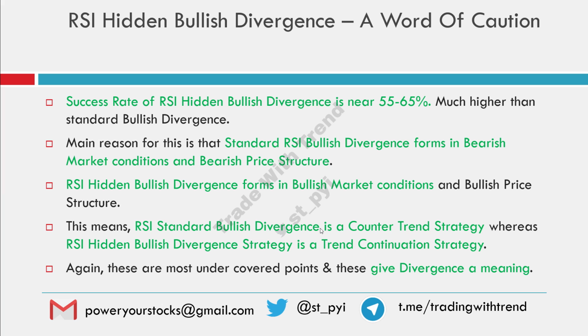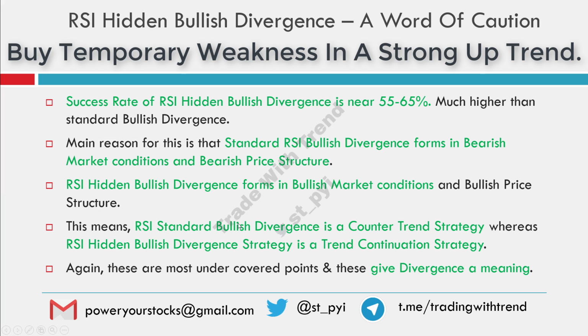Now, this is the main reason why the odds of the trade being successful are high, as you are trading in the direction of the trend, that is, in the path of least resistance. What essentially you are doing with this strategy is buying into temporary weakness in an ongoing strong uptrend. I hope this particular point is clear.